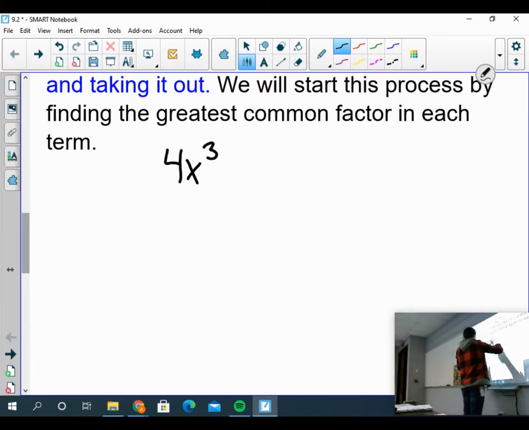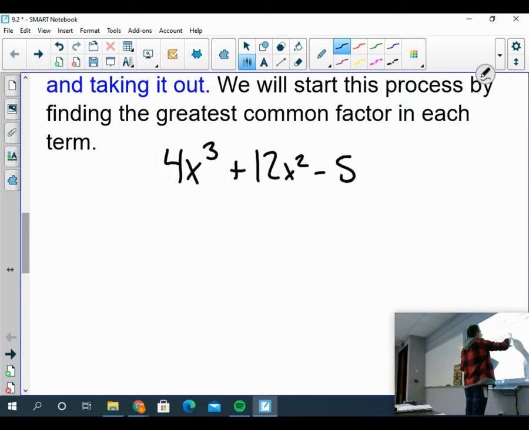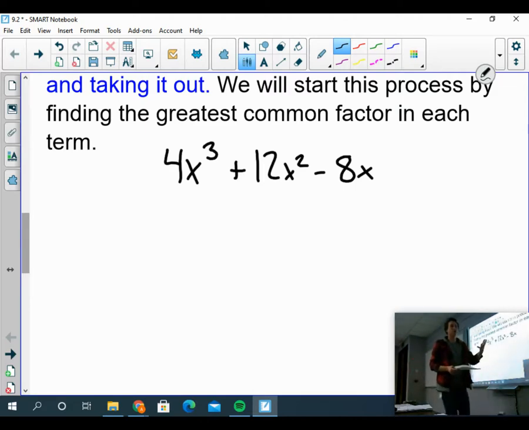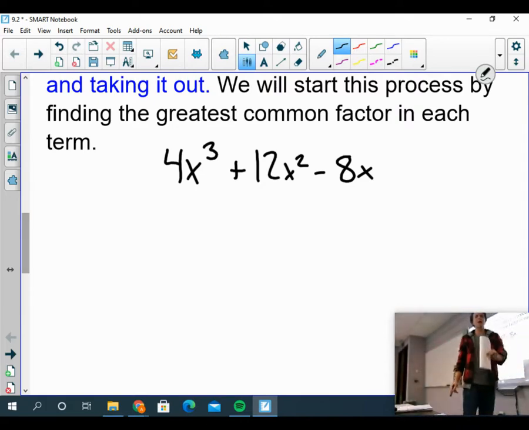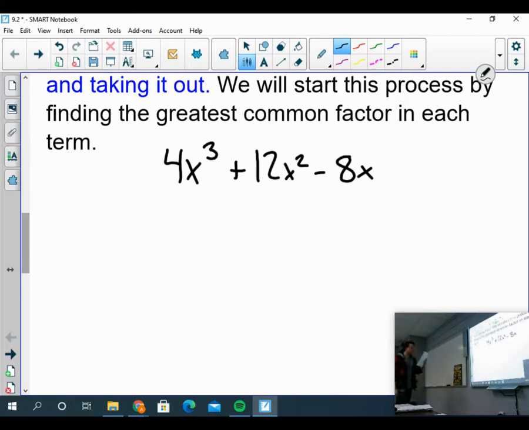4x cubed plus 12x squared minus 8x. So the first thing I want to do here, before we really get into the factoring side of things, let's just identify the greatest common factor in each term. Now, this might be difficult, and you might have never done this with variables. So go ahead, pause the video, and see if you can do it with numbers. See if you can identify the greatest common factor present with the numbers.